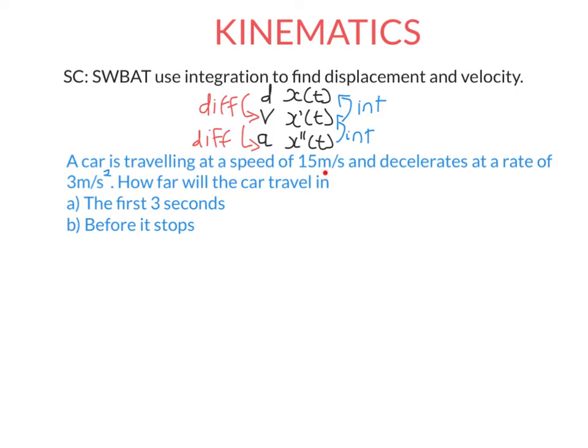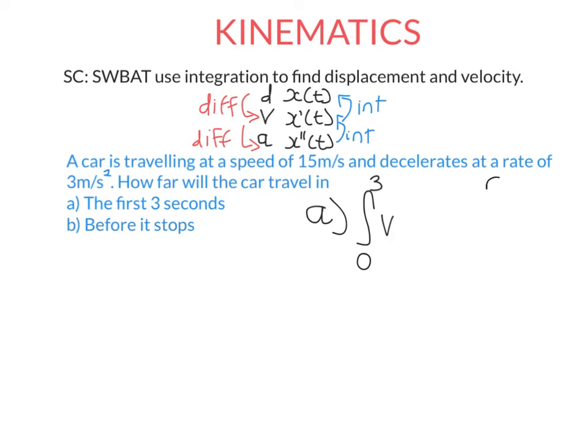A car traveling at 15 meters per second decelerates at 3 meters per second squared. How far will the car travel in the first 3 seconds and also before it stops? So to answer A, I really want to find the total change in displacement of the car in the first 3 seconds. So I want to integrate velocity from 0 to 3. The problem is I don't have the velocity function yet. So I'm going to need to first find the velocity function.